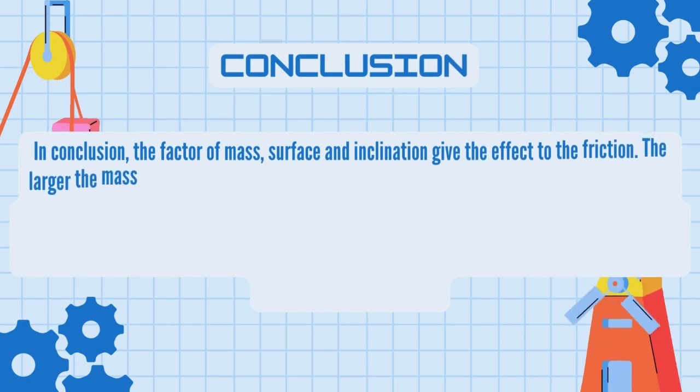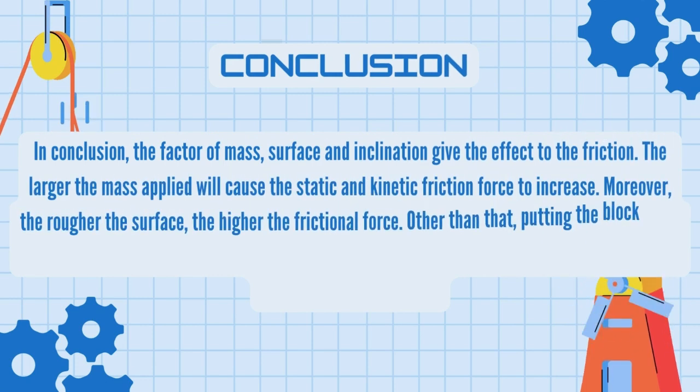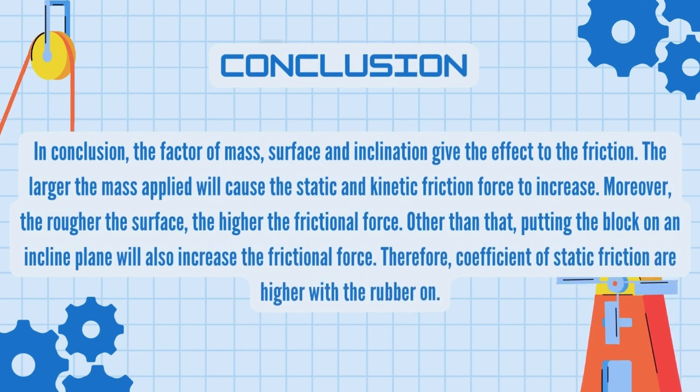Conclusion. In conclusion, the factors of mass, surface and inclination affect the friction. The larger the mass applied, the more the static and kinetic friction force will increase. Moreover, the rougher the surface, the higher the frictional force. Other than that, putting the block on an inclined plane will also increase the frictional force. Therefore, the coefficient of static friction is higher with the rubber on.